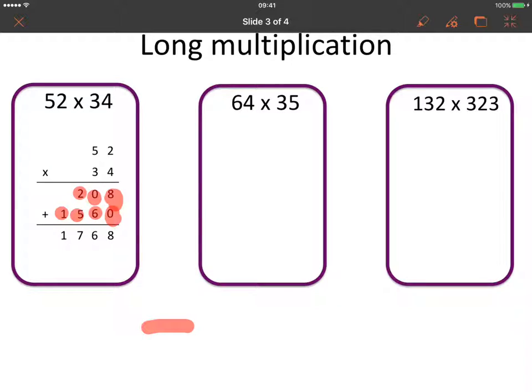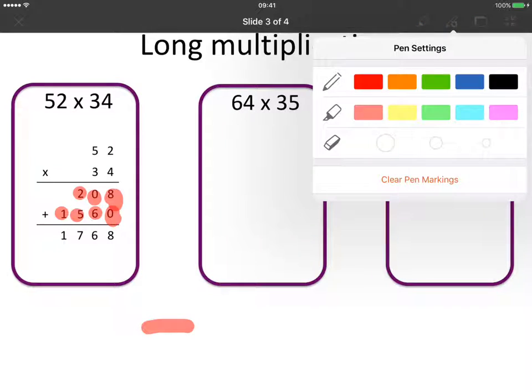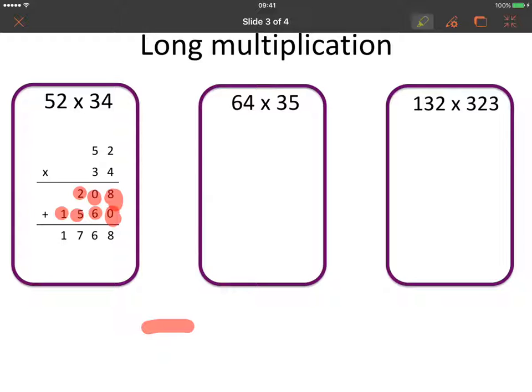So the answer to 52 times 34 is 1768. Next question. If I look at 64 times 35, I'm going to write it down again like I did before, with my 64 at the top and my 35 underneath it.